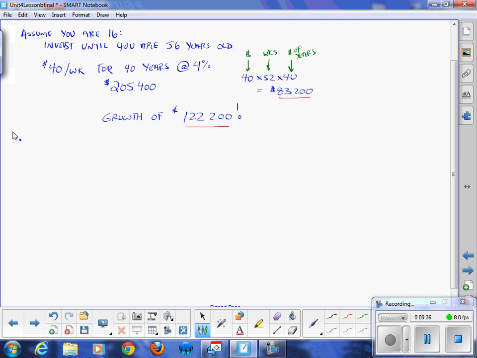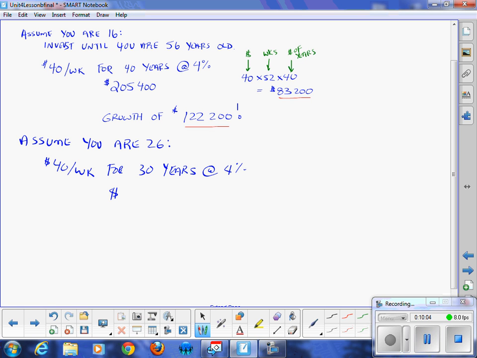Now let's make some other assumptions. What happens if you do not start saving when you're 16? Let's say you wait until you're 26, for example, and again invest until you're 56. So $40 a week, but now you've cut it to 30 years. I'll use the same 4%, even though it's fairly conservative for a long-term investment. This is something you're going to talk about next year in the grade 11 course. Using the calculator, it only accumulates to $120,600.